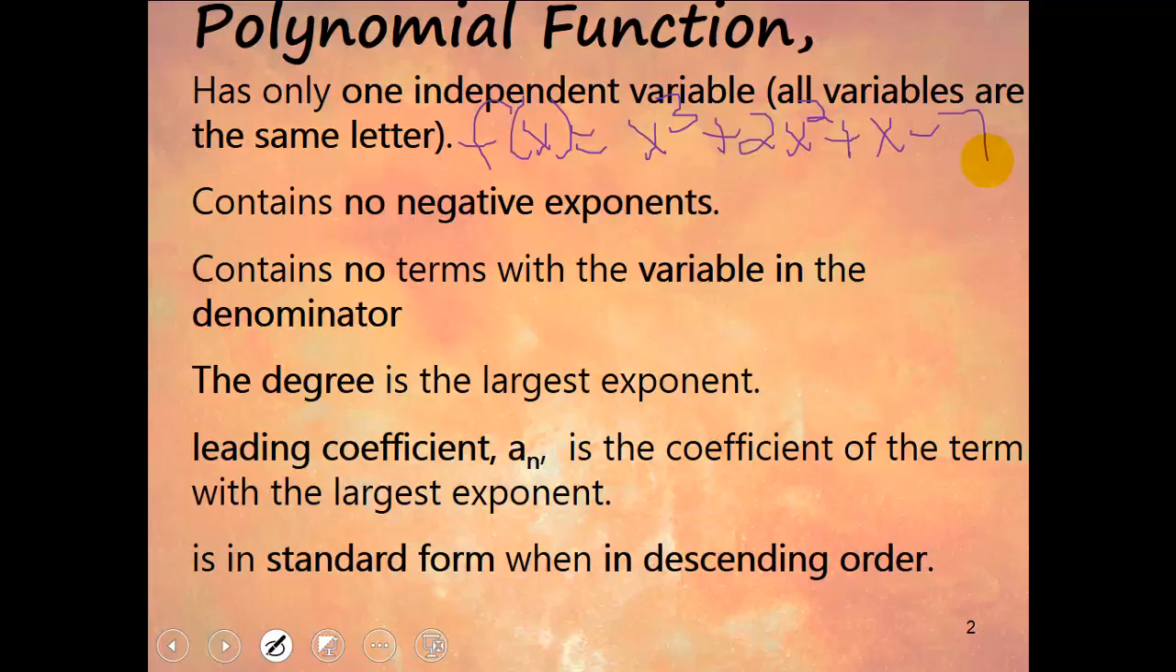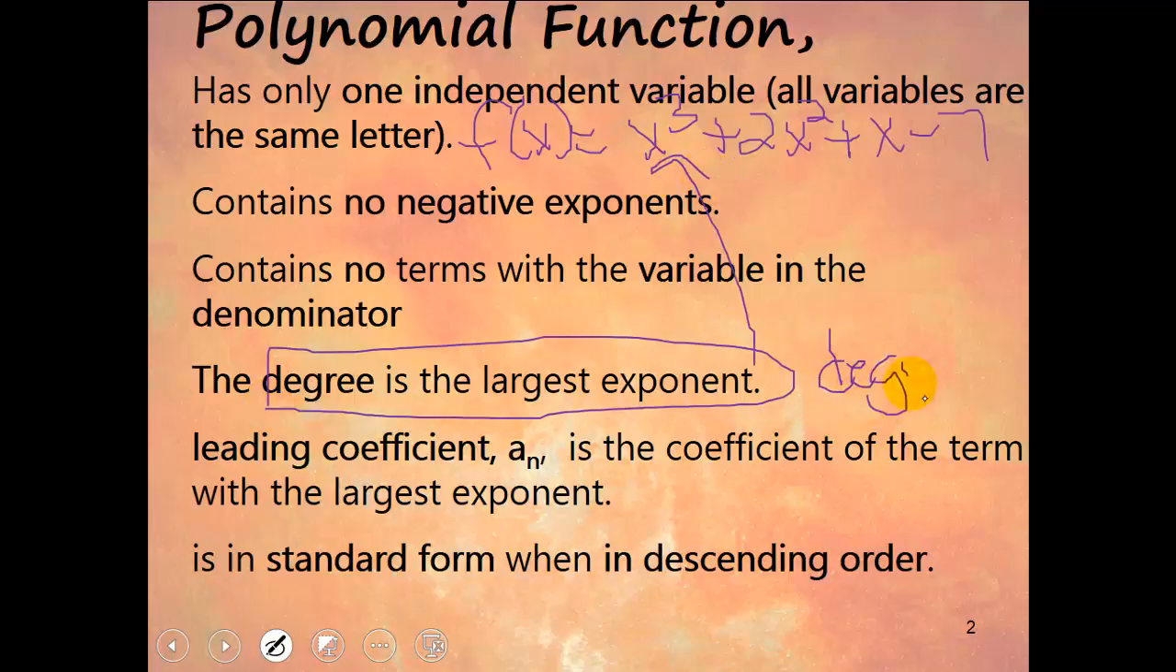To find the degree, look for the largest exponent. So in this example up here, this is a degree 3 because that's our largest exponent. The leading coefficient is the coefficient in front of the variable on the term with the highest exponent. So in this case, our leading coefficient, we call it a sub n, is equal to positive 1. And our polynomial is in standard form when it's in descending order. So the biggest exponent will be the leftmost, and then it's going to go to the right in decreasing order.